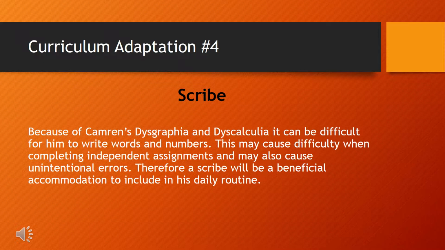The last accommodation for Cameron would be awarding him a scribe. Because of Cameron's dysgraphia and dyscalculia, it can be difficult for him to write words, read words, and also write numbers. So having them on paper can also be very difficult for him because of his disability. Having someone be able to write for him can really help get his ideas and what he really thinks on paper without any unintentional errors.